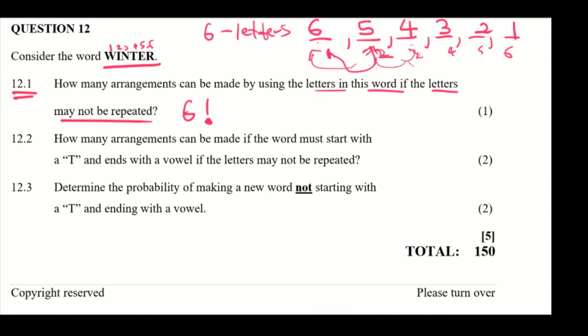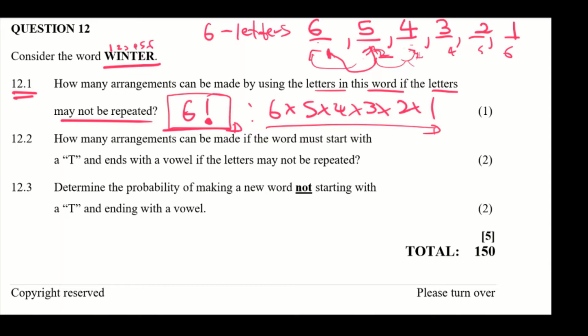So that is going to be your solution for this problem. You either write 6 factorial or you write 6 times 5 times 4 times 3 times 2 times 1. You can punch this in a calculator and get your solution, or just write 6 factorial, or you write this and you'll still be correct.